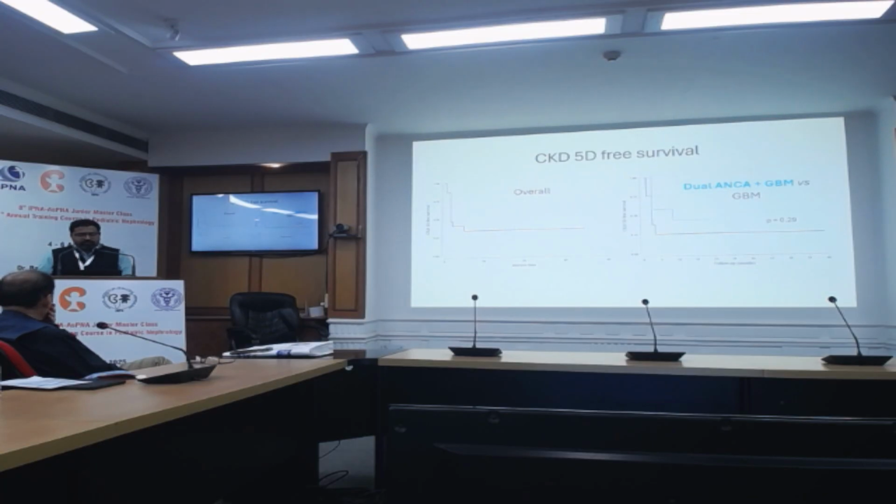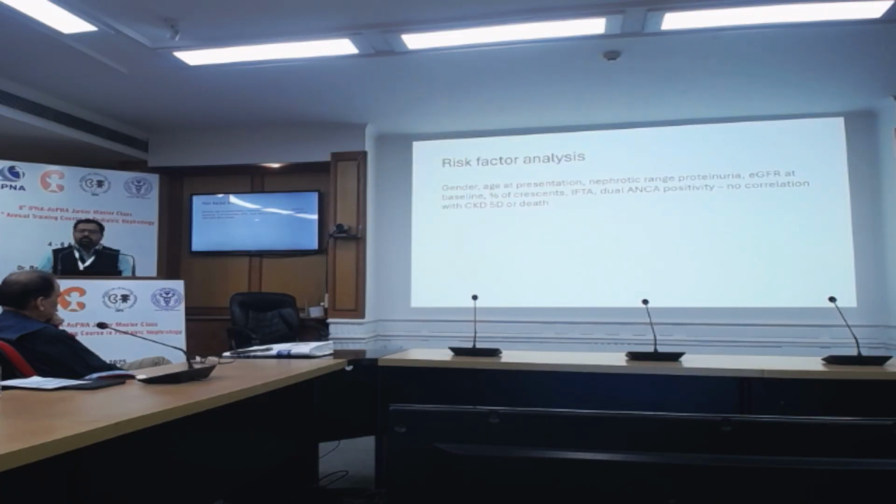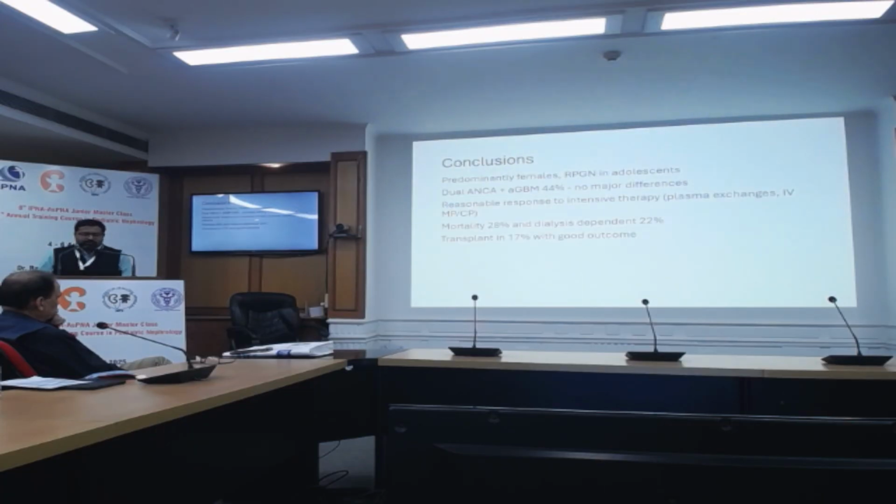Even though it was small numbers, we tried to do risk factor analysis. However, because of the very small population, we could not get any positive risk factor for CKD-free survival or death. So in conclusion, we have a predominantly female disease in our cohort, which presents as RPGN in adolescents.